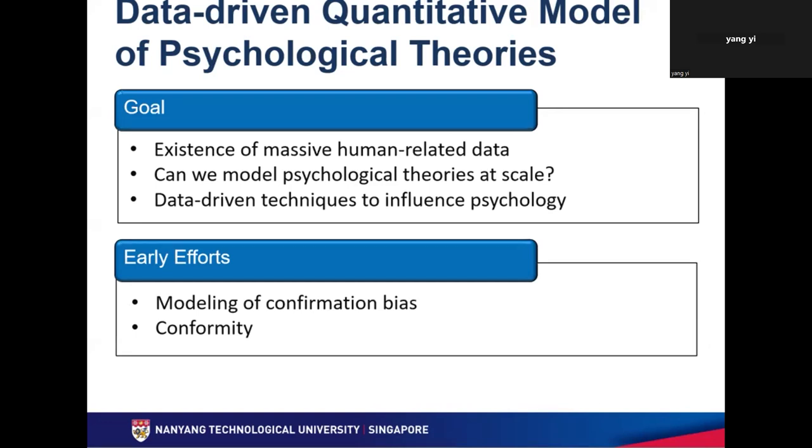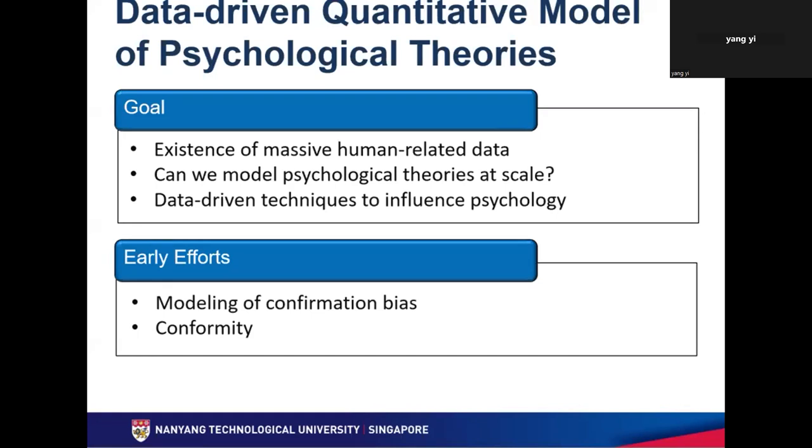As we mentioned earlier in our tutorial, nobody is going to write, okay, I'm conforming to someone, explicitly. Nobody is going to write in their conversation, okay, I have this confirmation bias. So you cannot simply look for keywords and extrapolate. The challenge lies in how much you can push to extract these behaviors, to model certain psychology theories, and see whether they actually hold in online settings.